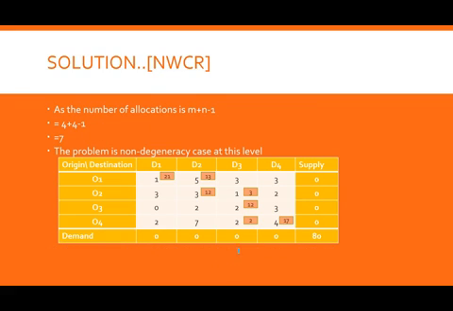Now we are supposed to optimize this. For optimization, first I'll have to check for degeneracy. How many allocations do I have? 1, 2, 3, 4, 5, 6 and 7. So totally 7 allocations. For it to be a non-degeneracy case, I require m plus n minus 1 allocations. M is the number of rows, 4, and n is the number of columns, 4. So 4 plus 4 is 8, 8 minus 1 is 7. I am supposed to have 7 allocations. I have 7 allocations. Therefore, the problem is a non-degeneracy case at this particular level.